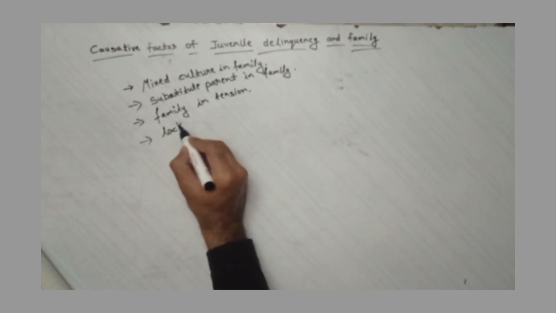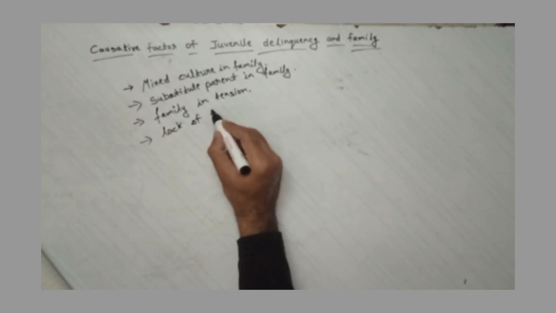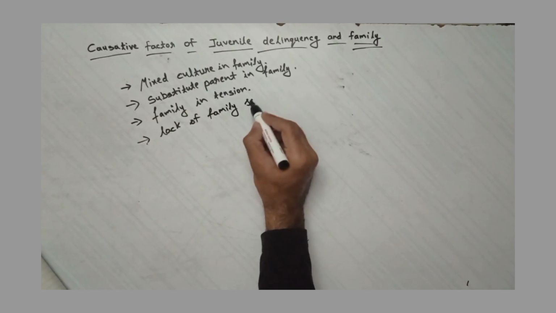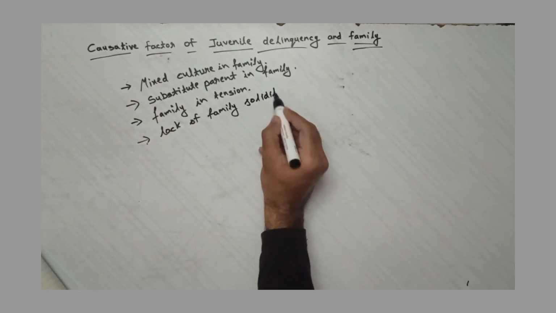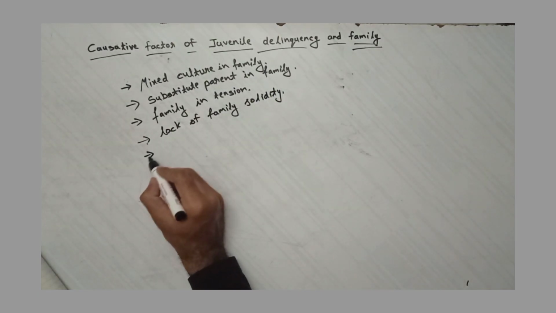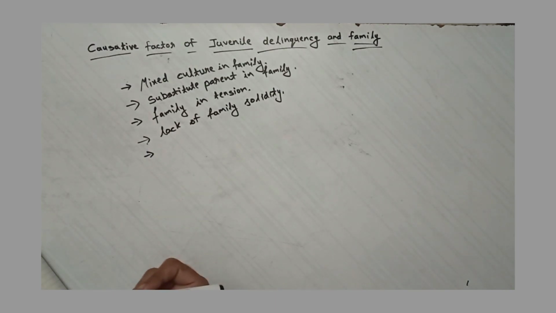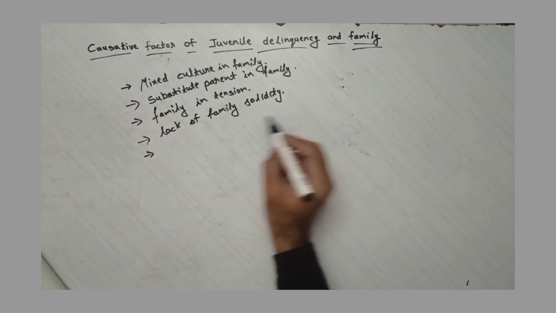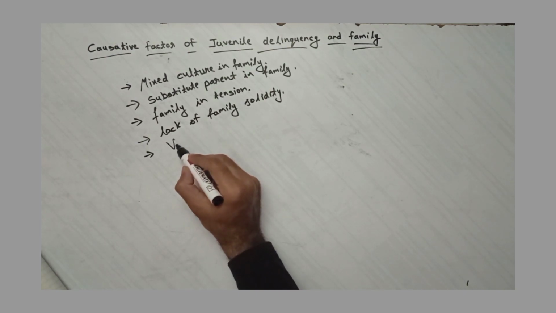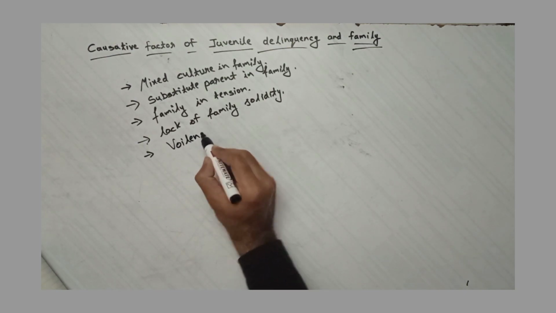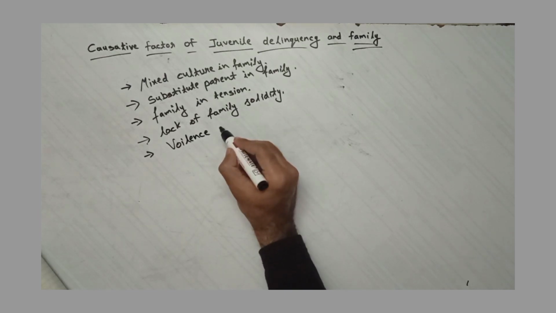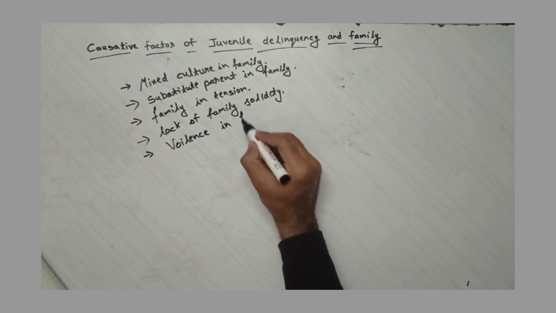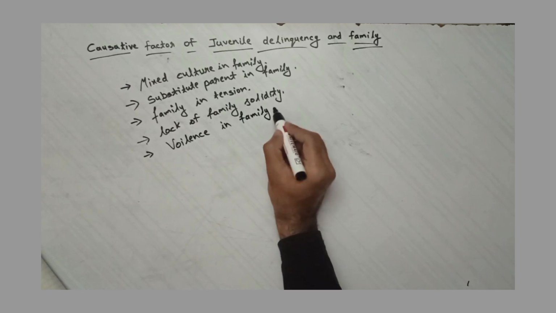Lack of family solidarity, which means how solid or strong the family is. If violence is held in a family, it obviously affects the child and sometimes becomes a factor of child delinquency in the family.